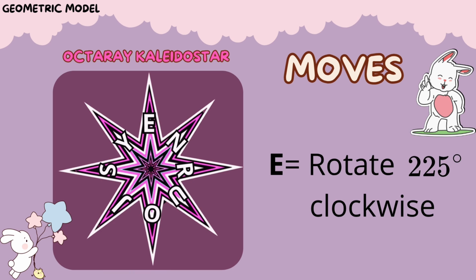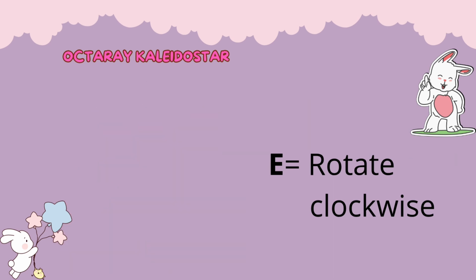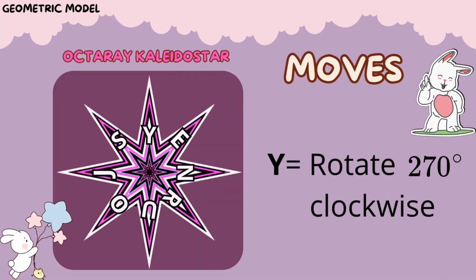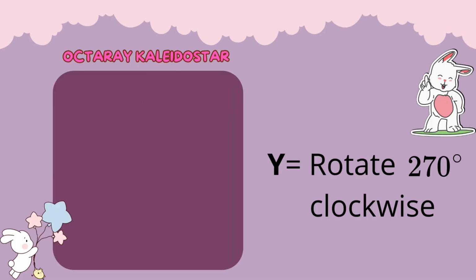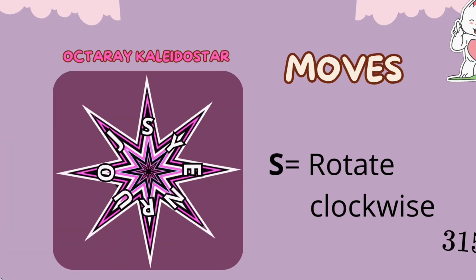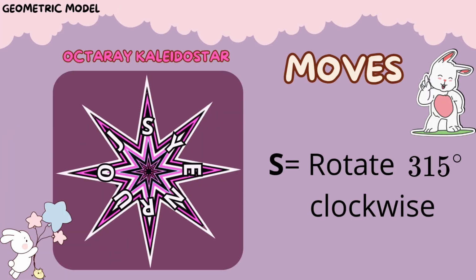Next is letter E. We need to rotate 225 degrees clockwise. And for letter Y, rotate 270 degrees clockwise. And for letter S, rotate 315 degrees clockwise.